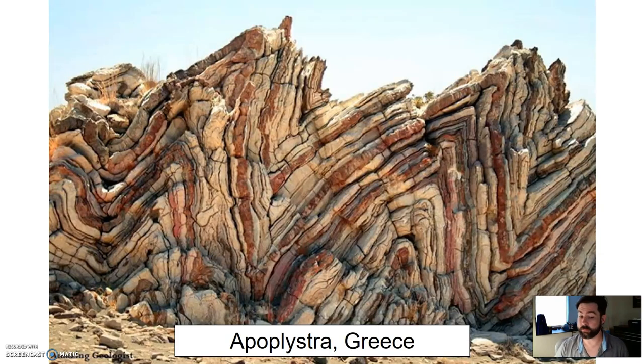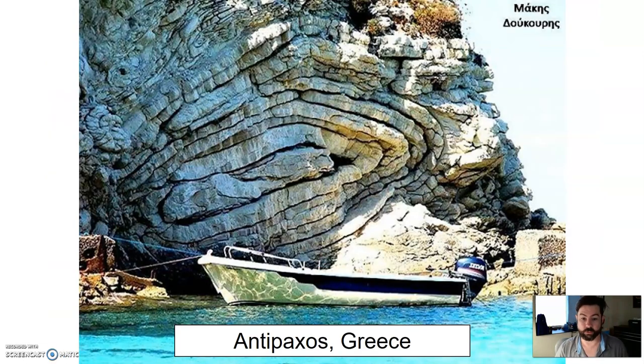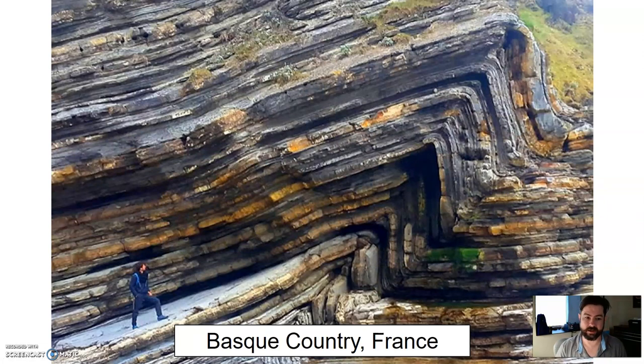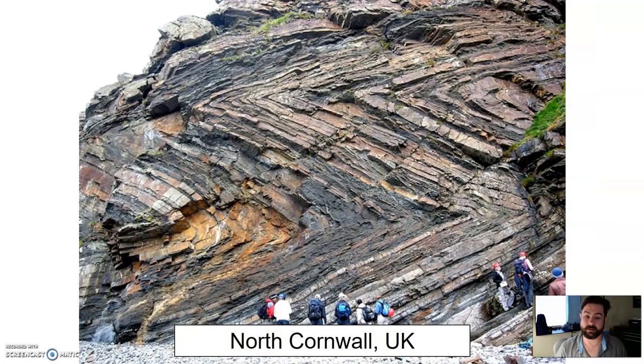Here are some just cool folds from around the world. Nothing you need to memorize or remember, just some cool stuff to look at. Here are some folds in Greece. Here are some more folds in Greece, kind of more to the sides. In Maryland, here's a mountain, but the cross-sectional layer shows us actually a syncline. Excellent example here. France, a little bit of everything going on. Look at this, from the side, all these zigzags, crazy stuff.